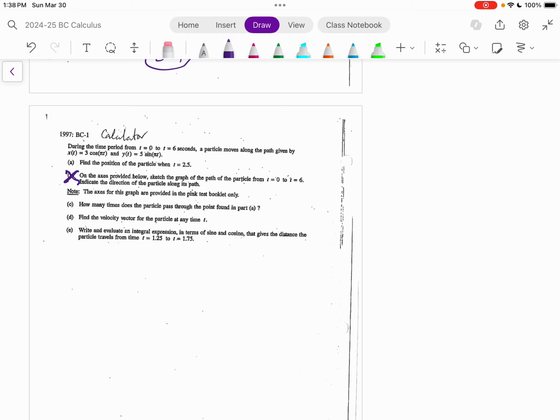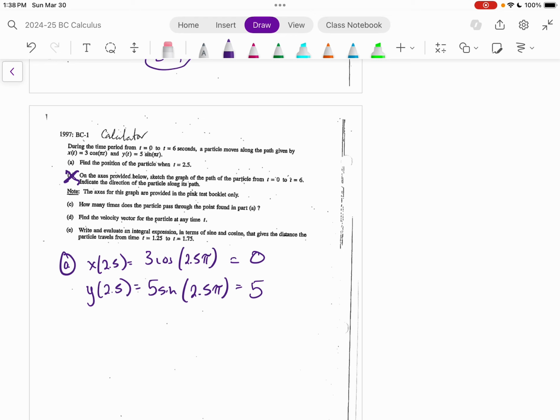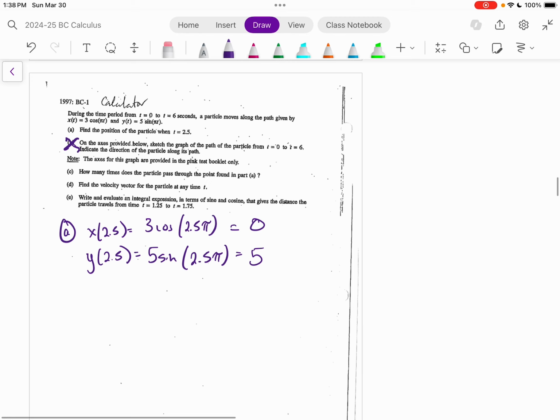Find the position of the particle when t equals 2.5. That is literally saying x of 2.5 is 3 cosine 2.5 pi, and y of 2.5 is 5 sine 2.5 pi. 2.5 pi, that's 5 halves pi, that's pi over 2, right? So this guy's going to be 0. And sine of pi over 2 is 1, so this is 5. So it's at 0, 5. Not very interesting.